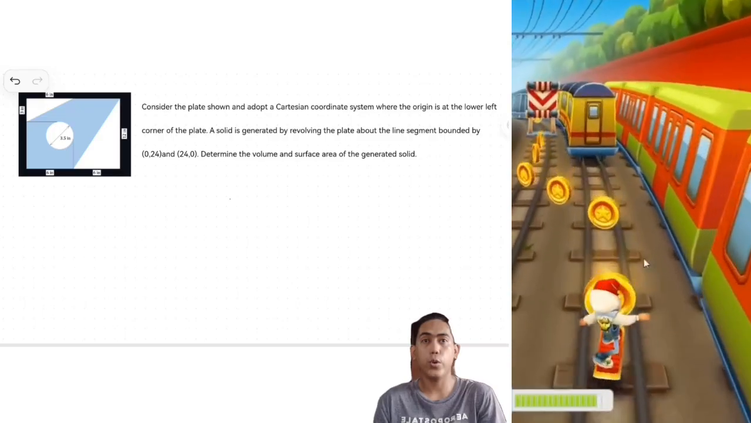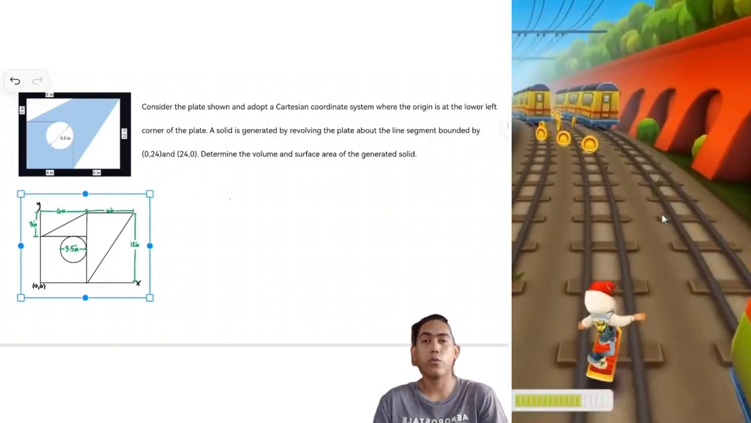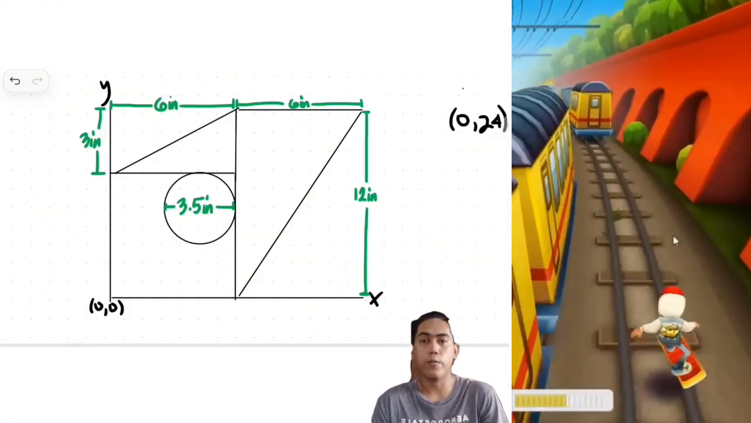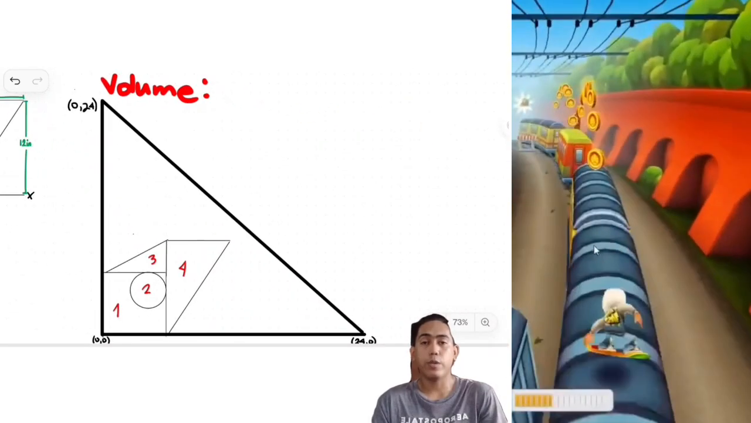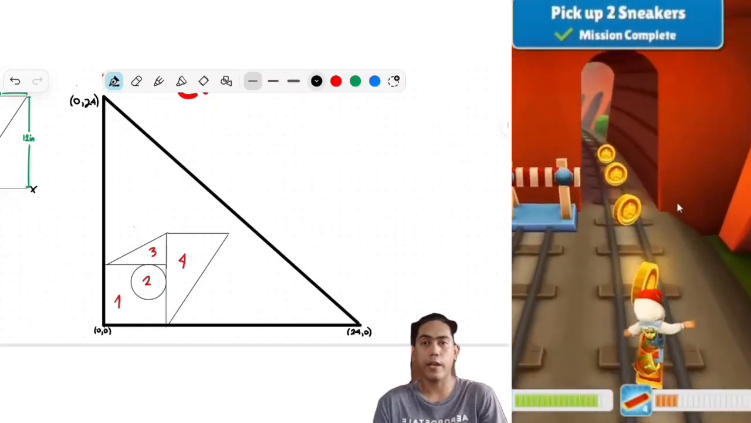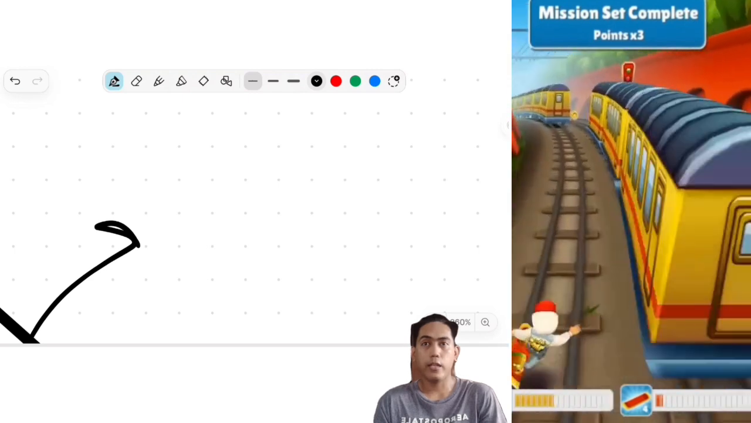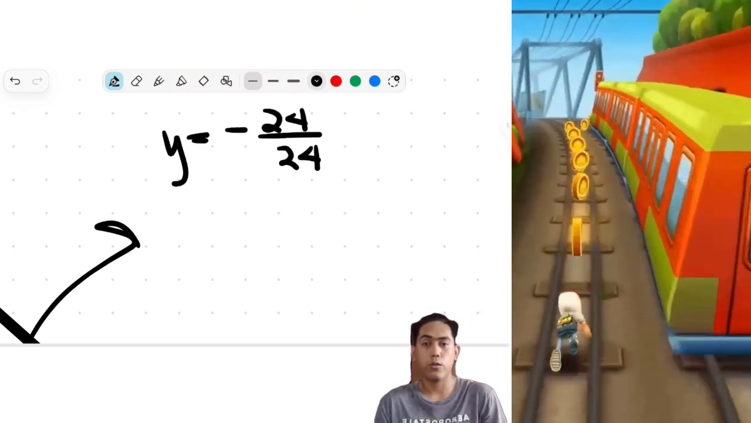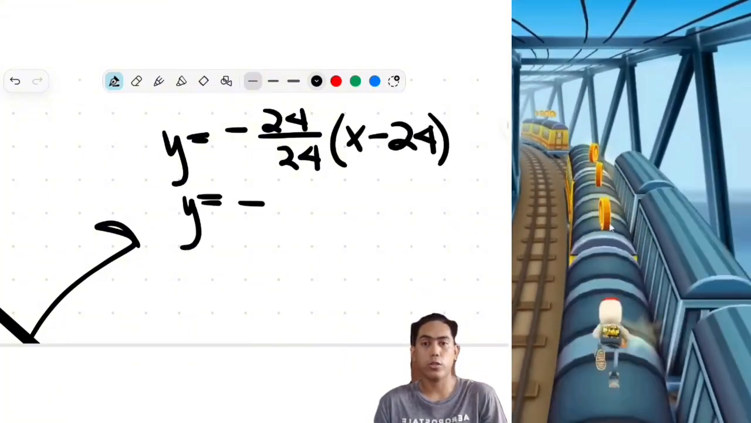To determine the volume, we will use the theorem of Pappus-Goldinus, which is V equals theta times R bar times A, where theta is the angle of revolution in radians, R bar is the distance between the centroid of the generating shape and the axis of revolution, and A is the area of the generating shape. Before that, we will need to find the equation of the line segment of the axis of revolution, which is the line segment from point 0, 24 to point 24, 0.